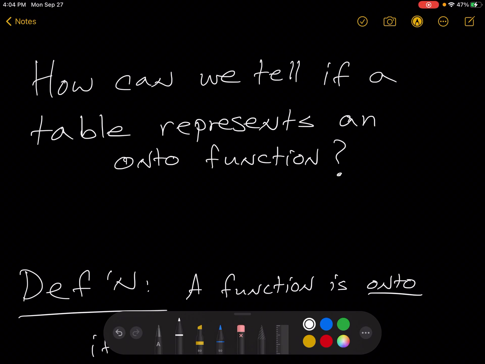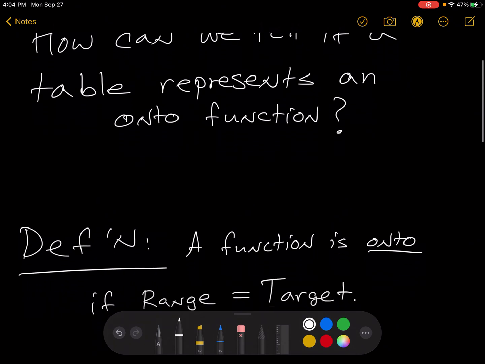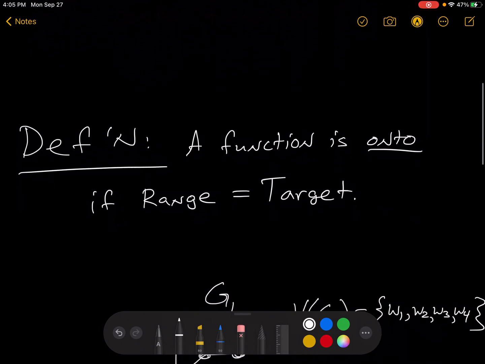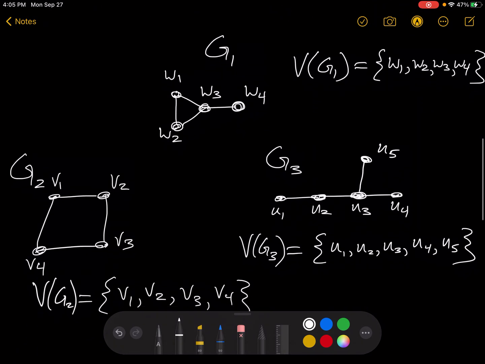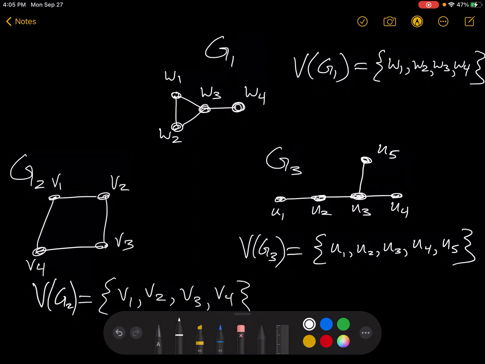In this one, I want to answer the question, how can we tell if a table represents an onto function? So first, let's review the definition. A function is onto if its range equals the target. And since in this video we're building up to talking about graph isomorphism, it makes sense that our tables contain sets of vertices.